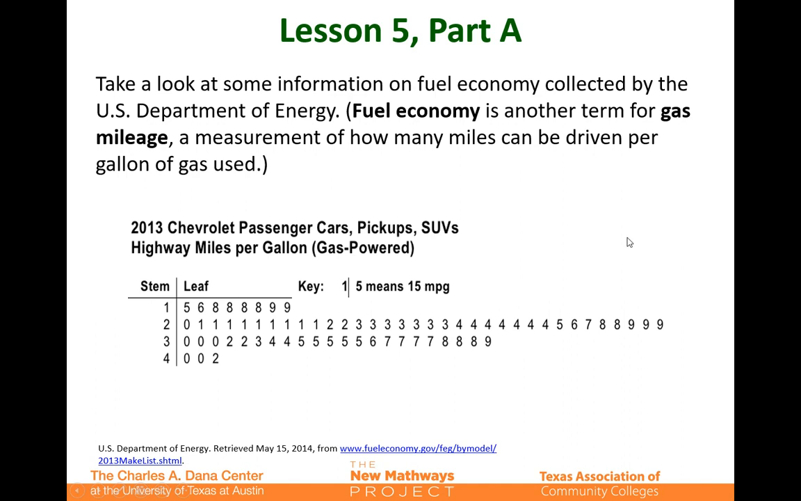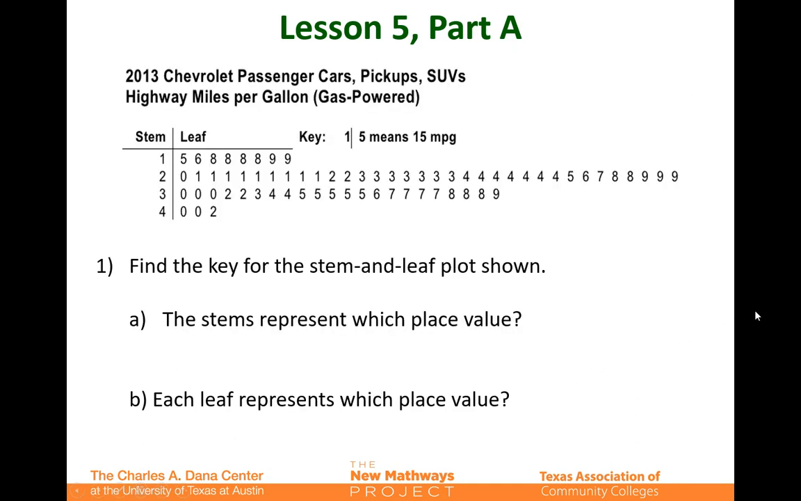Here's an example of a stem and leaf plot. This is 2013 Chevrolet passenger cars, pickups, SUVs. It's the highway miles per gallon for each of the different types of gas-powered vehicles. Let's go to the next slide. We'll look at some important information here. First of all, it says to find the key for the stem and leaf plot shown. Here's our key.